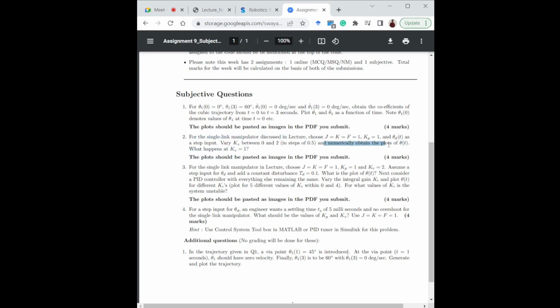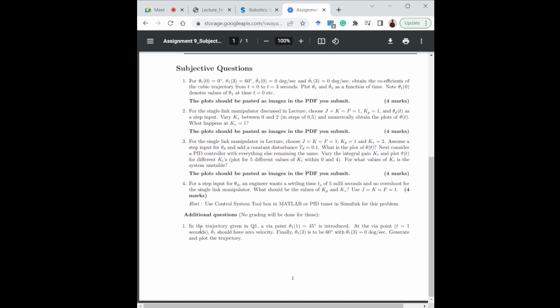And how do you numerically obtain the plots? You integrate it. You write it in the state space form, as Sir had discussed in the last week. Then if you're using MATLAB, you can use ODE45 to integrate it, because ODE45 can integrate any equation that is written in the first order form. And we know already we can write any linear differential equation in first order form. Then again, there are similar questions.